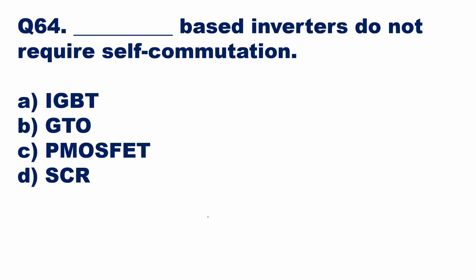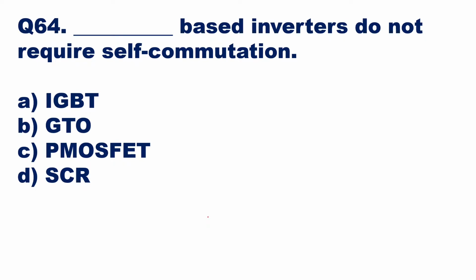Okay. Now, if you see the first three, that is IGBT, GTO, or PMOS FET, they can have some gate or base type of control terminal where, if you give appropriate voltage, it can commutate, it can become off, so it can have self commutation. Whereas SCR, if it is working on DC sources, it needs forced commutation. So here the answer is SCR. Option D is the right answer.